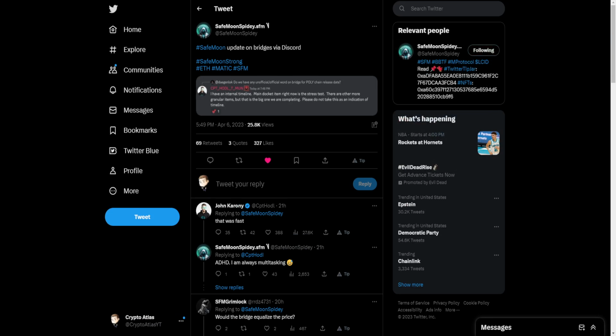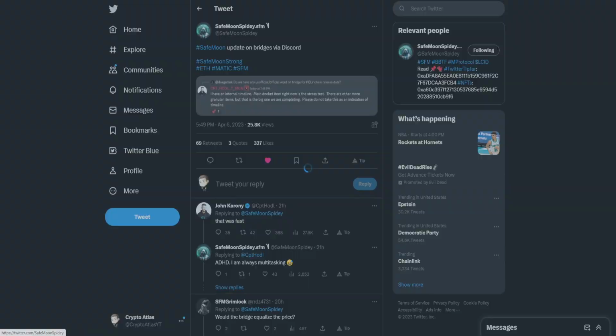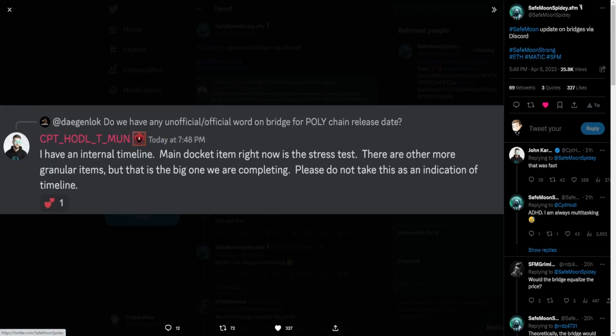So we can see SafeMoon Spidey posting this screenshot off of the SafeMoon Discord. The question was asked, do we have any unofficial slash official word on bridge for Polygon chain release date? John Caroni responded to this saying, I have an internal timeline. Main docket item right now is the stress test. There are other more granular items, but that is the big one we are completing. Please do not take this as an indication of timeline.